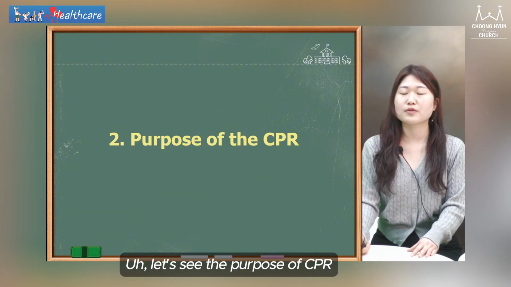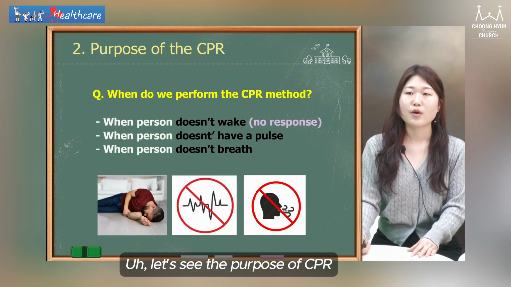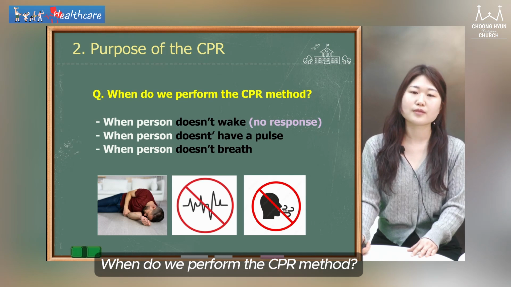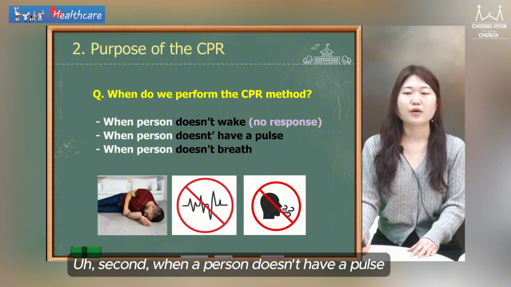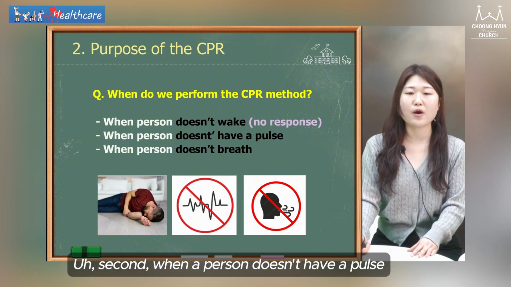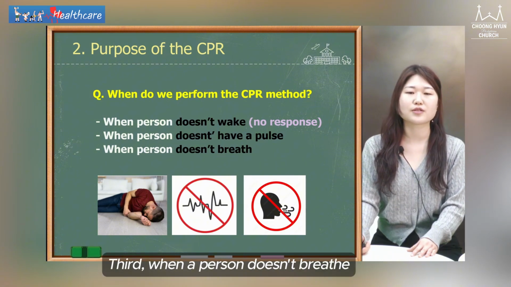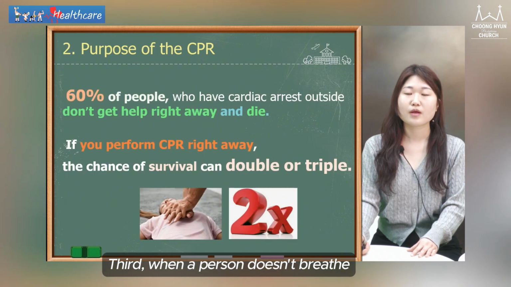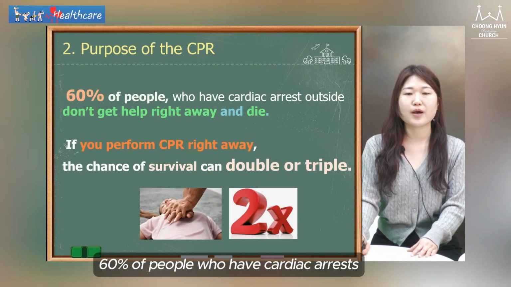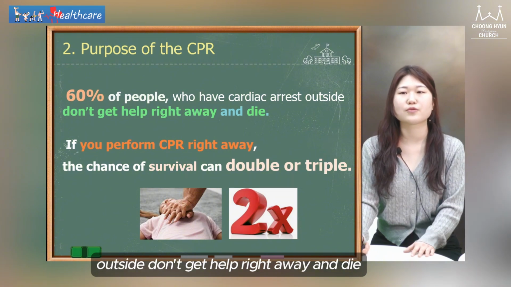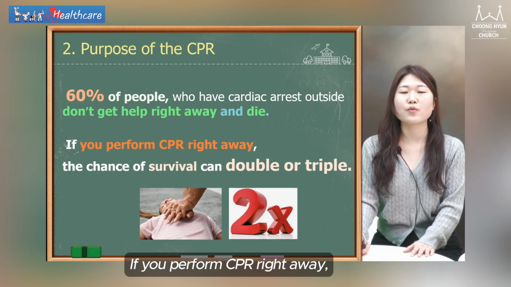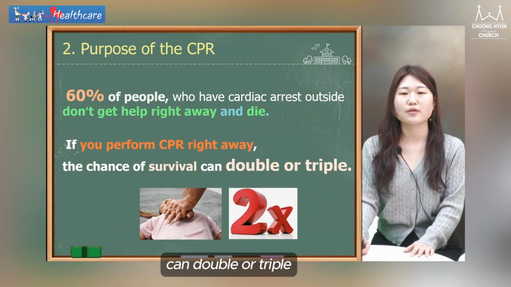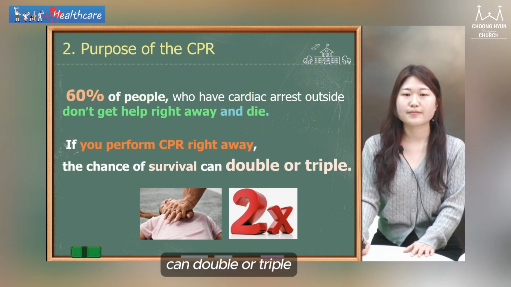Let's see the purpose of CPR. When do we perform the CPR method? First, when a person doesn't wake, no response. Second, when a person doesn't have a pulse. Third, when a person doesn't breathe. 60% of people who have cardiac arrest outside don't get help right away and die. If you perform CPR right away, the chance of survival can double or triple.